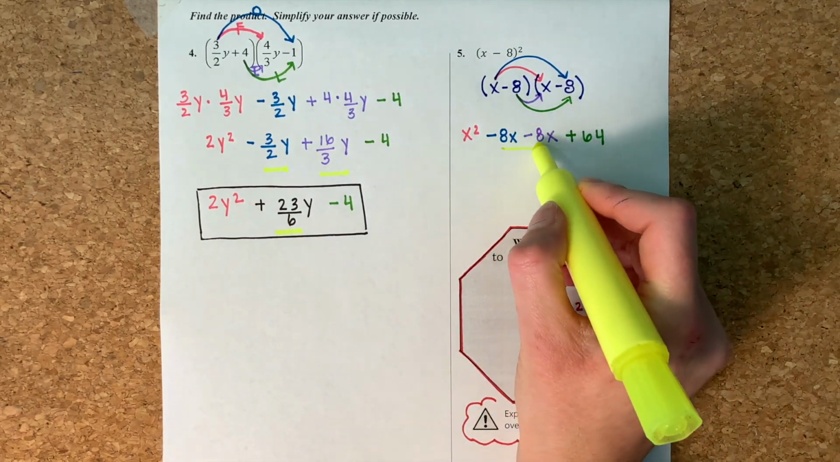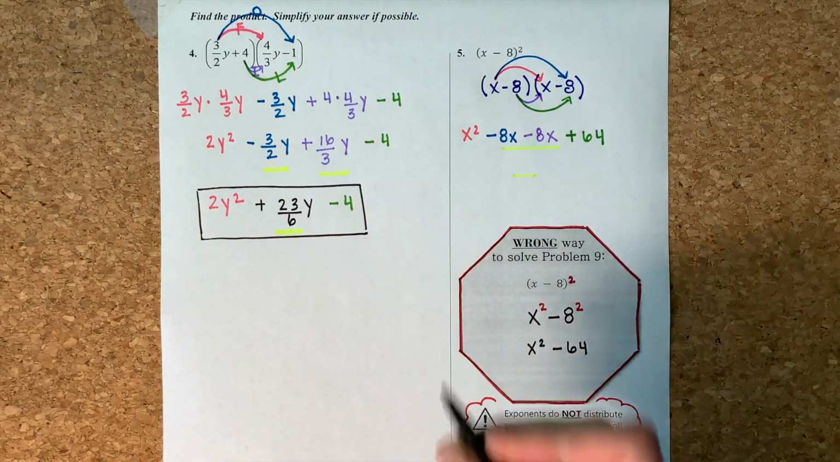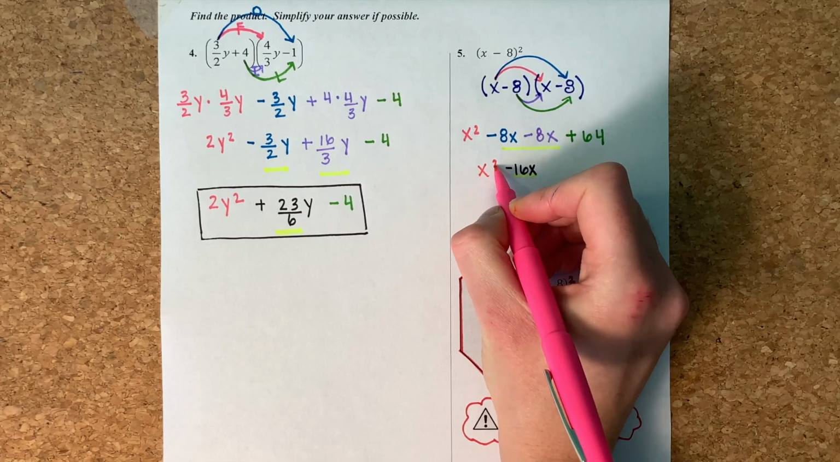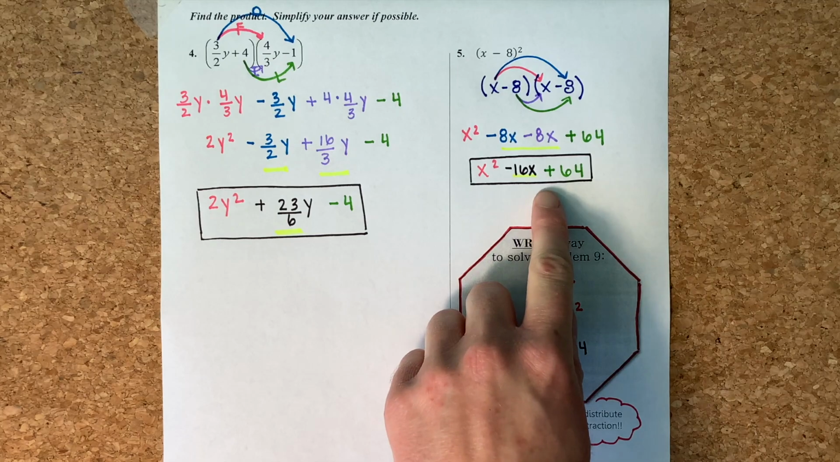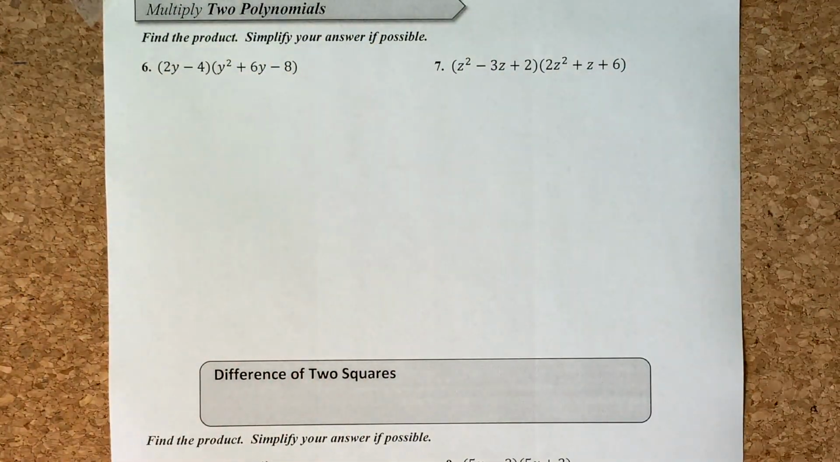Now these are like terms, so they can be combined. -8x minus 8x will give us -16x. And then we'll bring down the x squared and the positive 64. And that gives us our final answer. Now we're going to be multiplying larger polynomials.